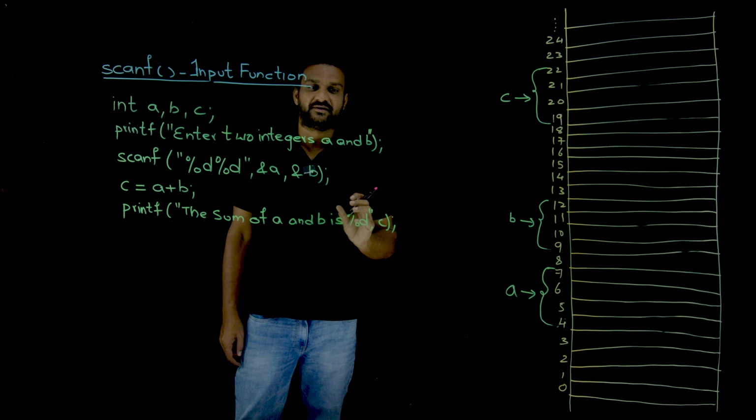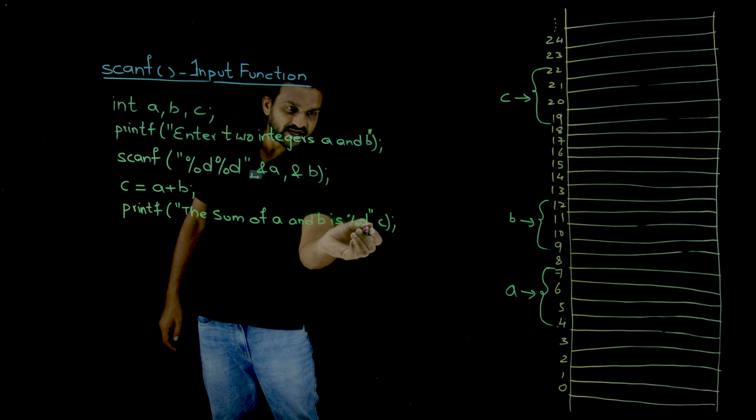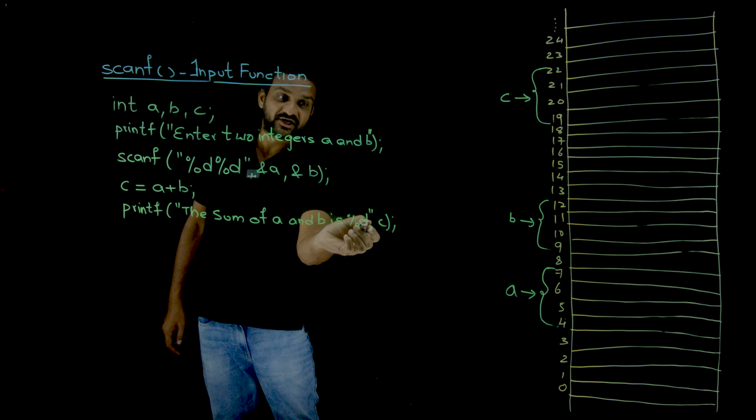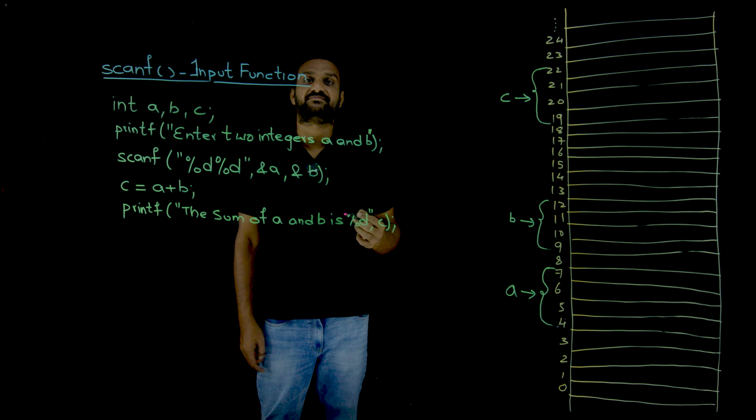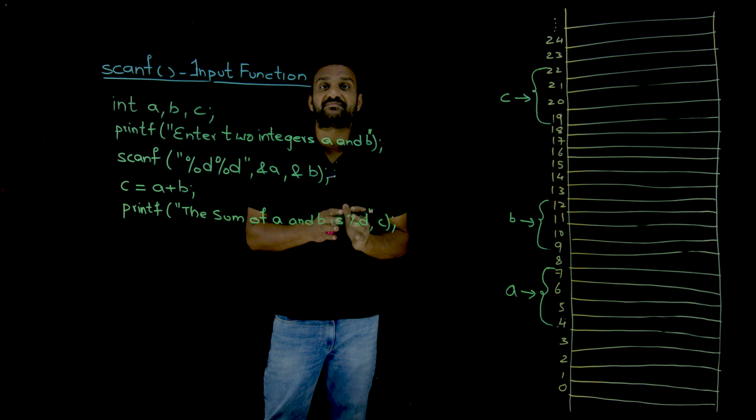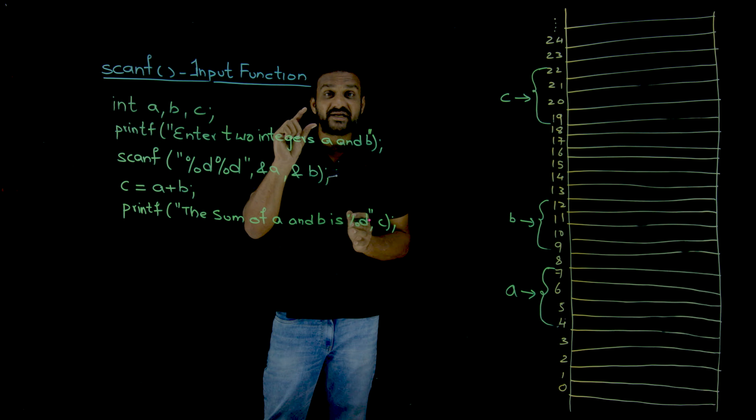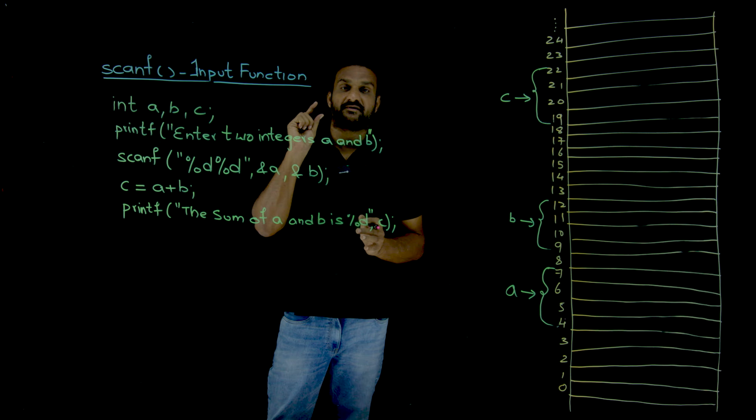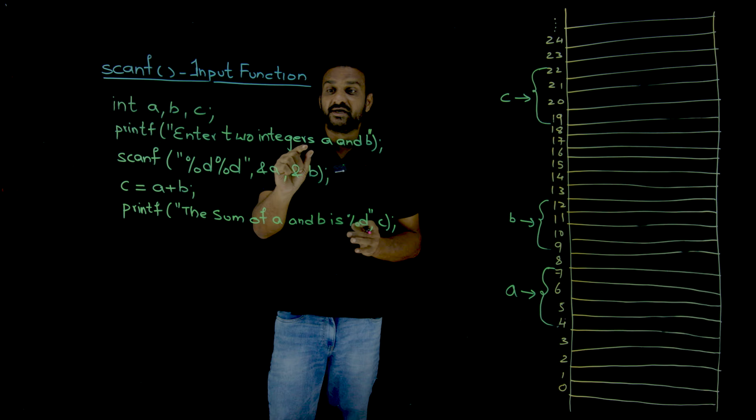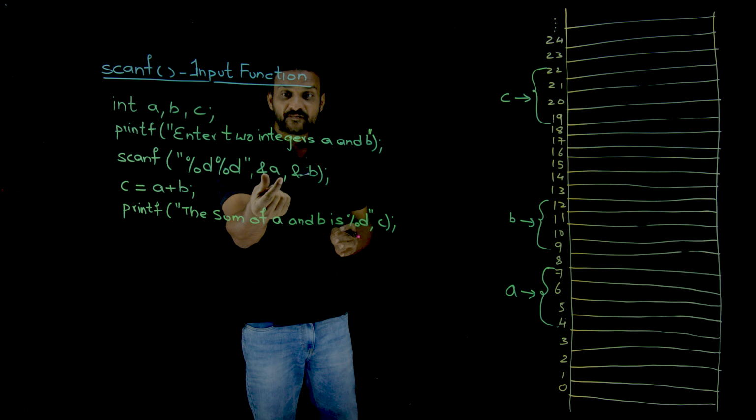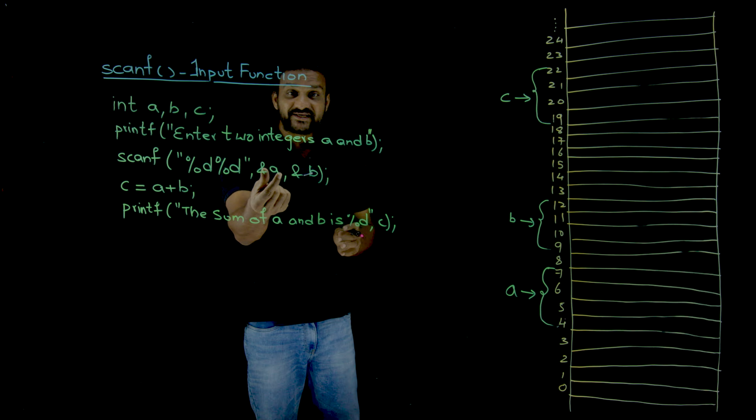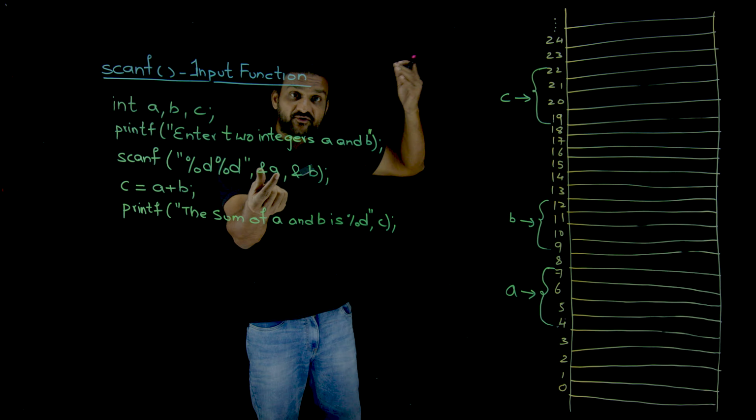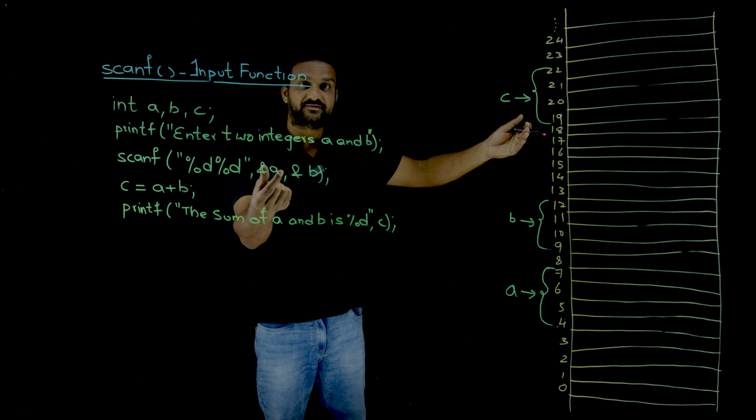What does this mean? See here, for example, we have a placeholder for a variable, and we have given C, but we haven't given the ampersand symbol. Now what is the use of this ampersand symbol? Ampersand symbol is an address of operator. Address of operator means this is the place where the value of A has to be stored.